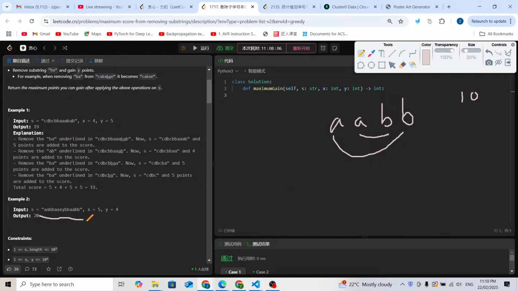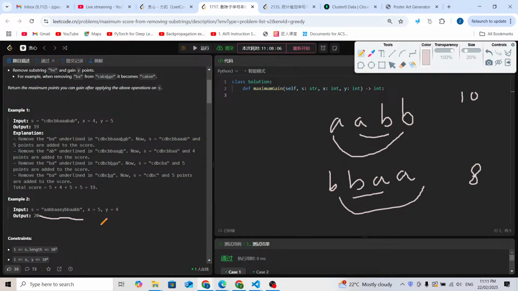Let's check another example. For example, we have something like BBAA. We still have two choices. Shall we remove AB? Because there's no AB, we have to remove BA. If we remove a BA, and then remove another BA, we get a score of 8. So this is the first example, and this is the second example.